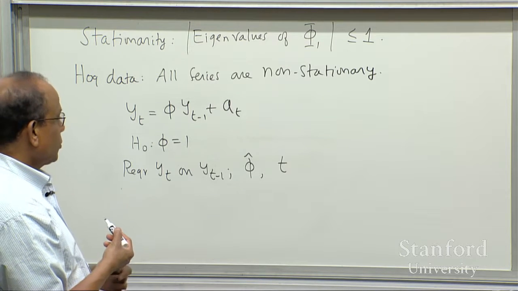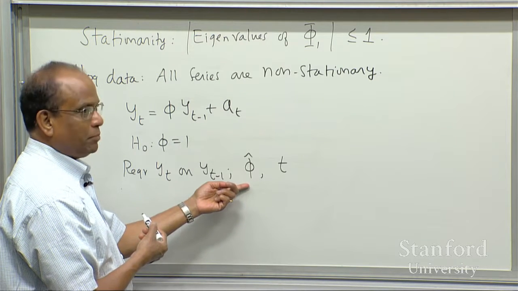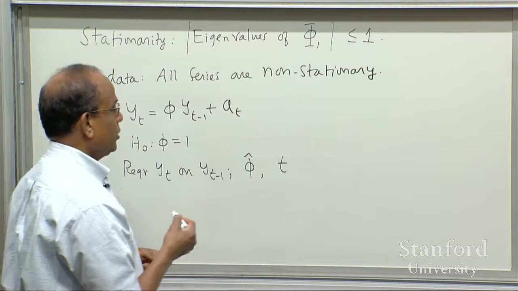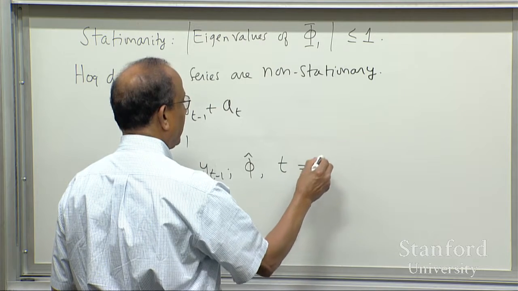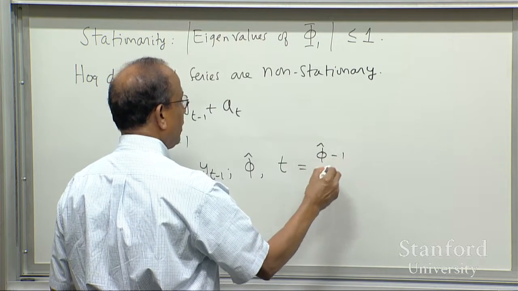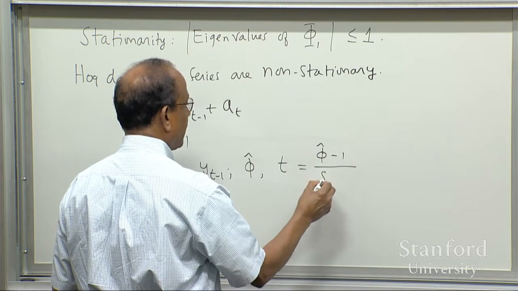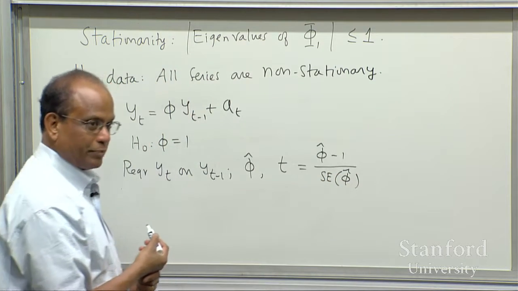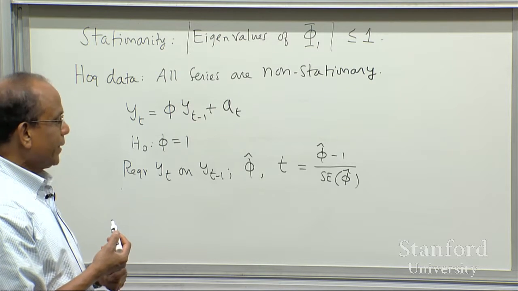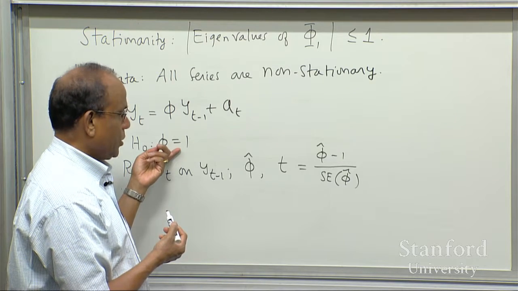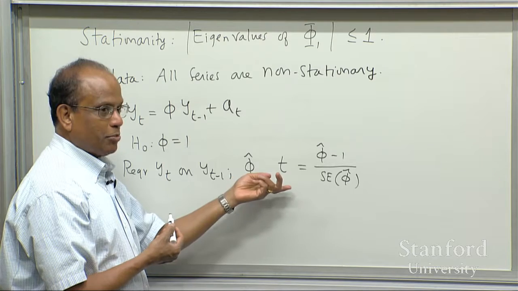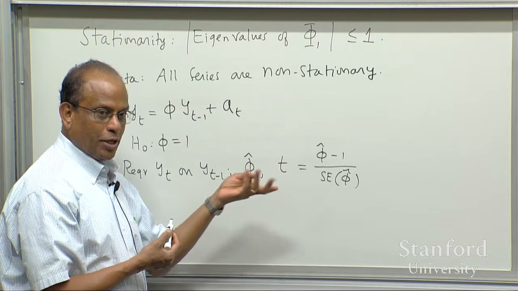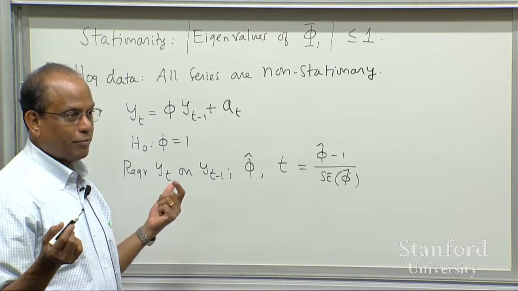What is the t ratio? It is going to be pi hat. In this case, you are checking against 1, so it's going to be pi hat minus 1 divided by the standard error of pi hat, right? But one can show that if pi is equal to 1, this distribution is not the t distribution, it follows a different distribution. So you have to use a totally different set of tables.